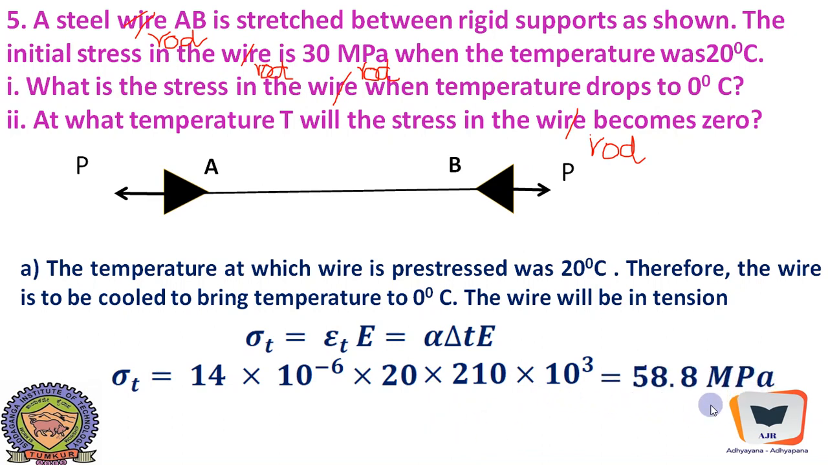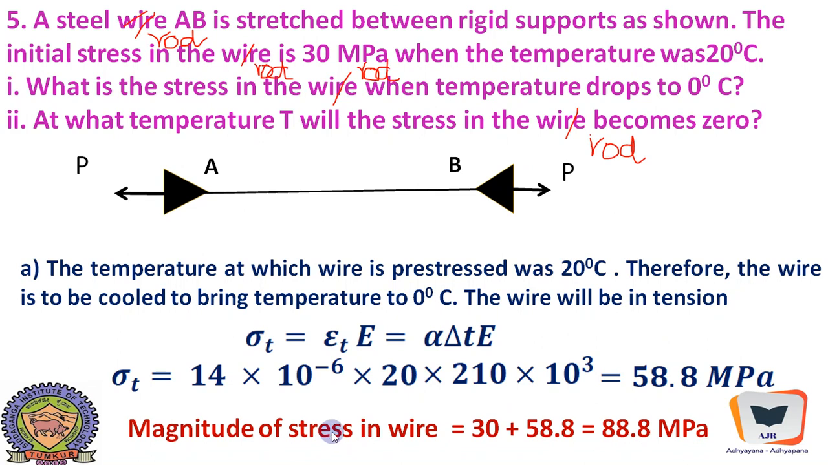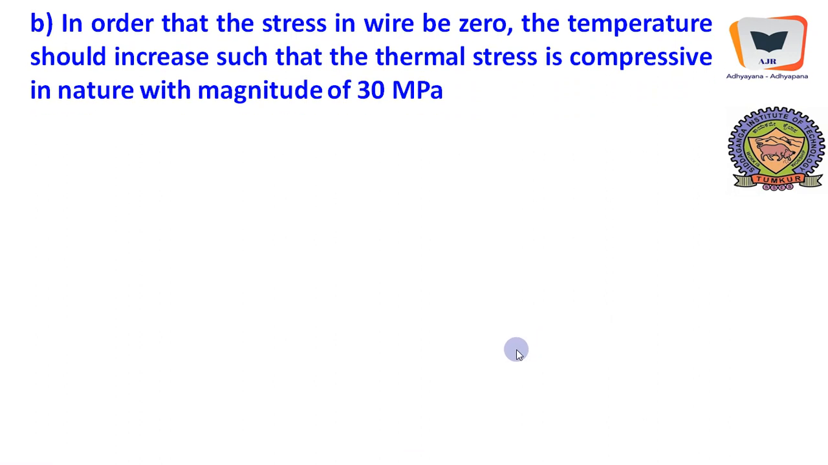Due to cooling, there is an increase in the value of the tensile stress, 58.8. We need to add the pre-stress to state the stress condition when the temperature is reduced to 0 degrees centigrade. So magnitude of stress in the wire is 30, the pre-stress, plus 58.8. So it becomes 88.8 MPa when the temperature is brought down to 0 degrees centigrade, but the contraction is not allowed because it is being held tightly between the supports.